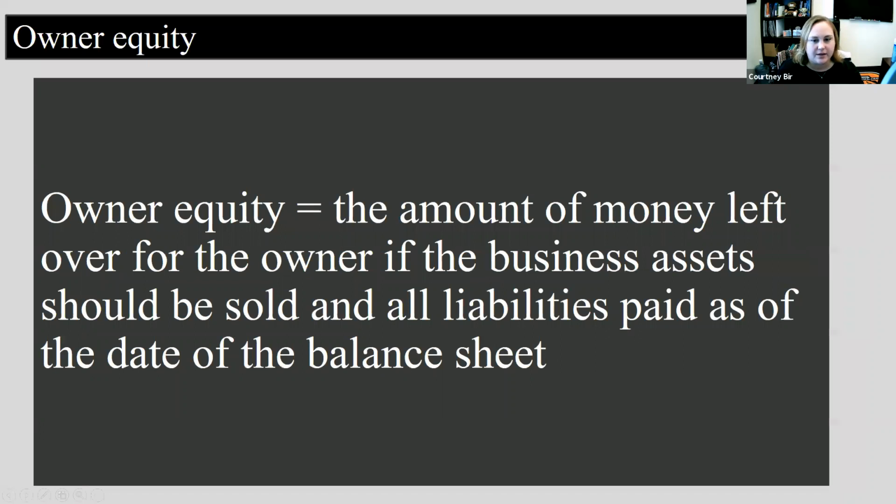So owner equity is the amount of money left over for the owner if the business assets should be sold and all liabilities paid as of the date of the balance sheet. So if you sold absolutely everything, whatever that number is, positive or negative, it's going to be your owner's equity.